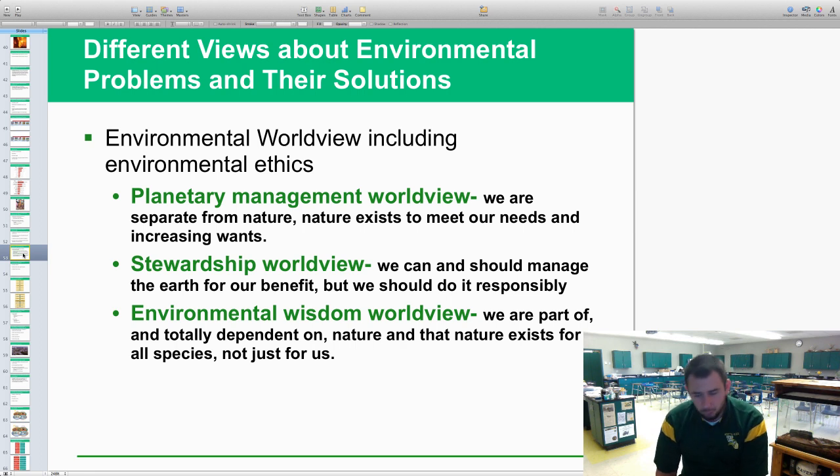And then finally, the more hippie of the bunch, the environmental wisdom worldview. We're a part of it and totally dependent on nature, and that nature exists for all species, not just for us. If I were self-reflecting on those three, I would probably put myself in between the bottom two. That's just me. Between stewardship and environmental wisdom.